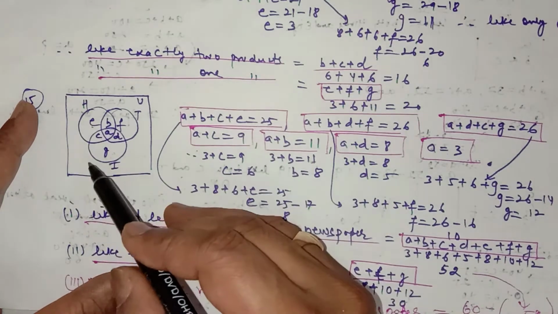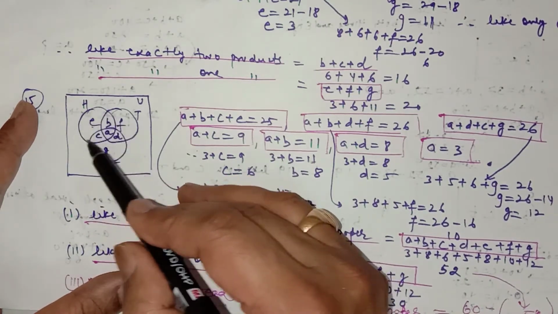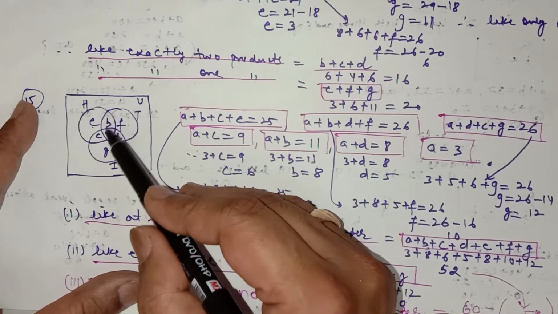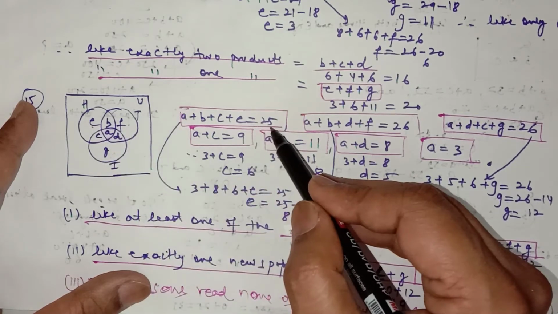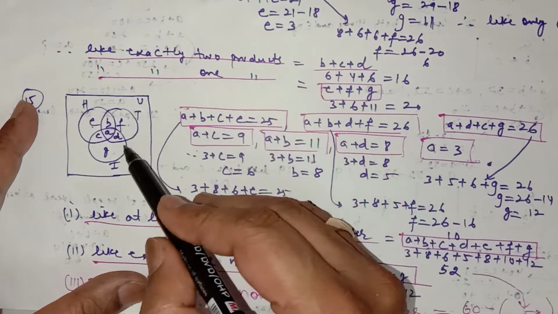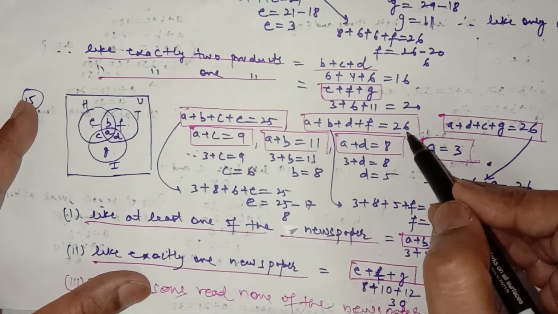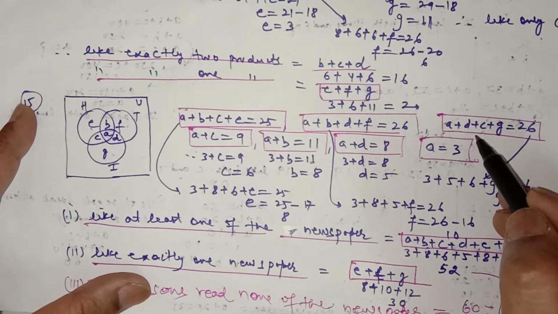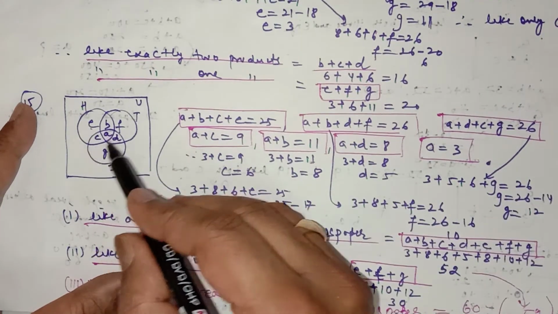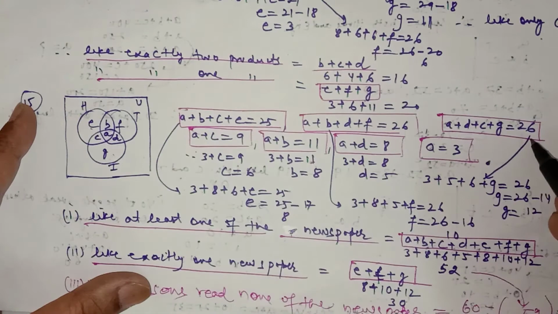So it is given that the number of persons reading newspaper H is A plus B plus C plus E, equal to 25. The number of persons reading newspaper T is B plus A plus D plus F, equal to 26. The number of persons reading newspaper I is A plus C plus D plus G, equal to 26.